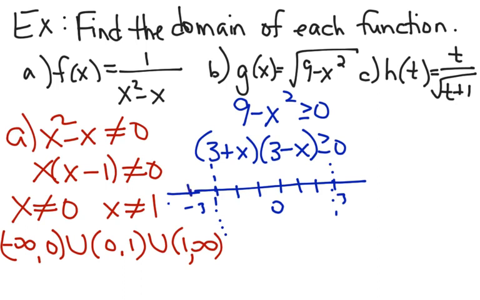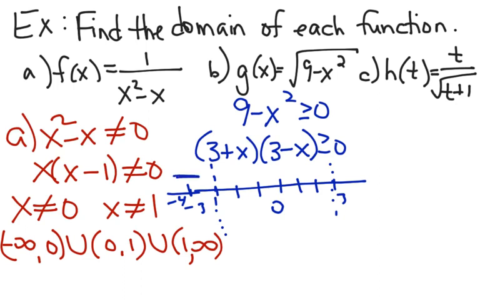So if I start and try like -4, which is off to the left of -3, if I plug in -4 for x, I get 3 plus -4, which is -1, times 3 minus -4, which is 7, and 7 times -1 is a negative. Is -7 greater than 0? No.